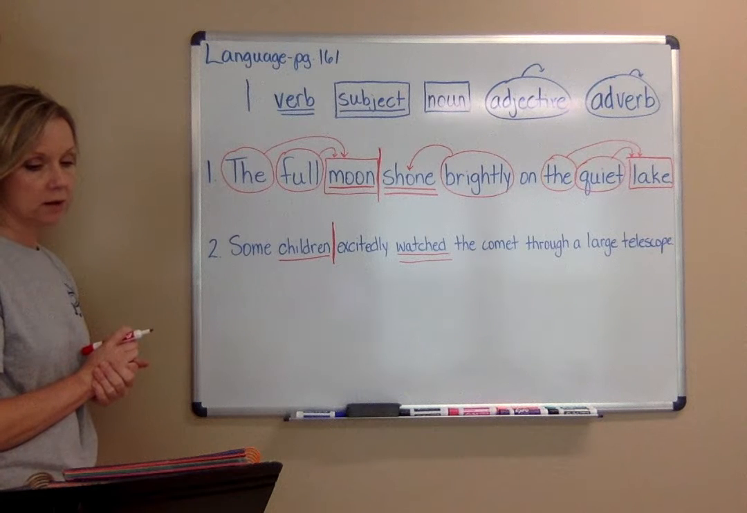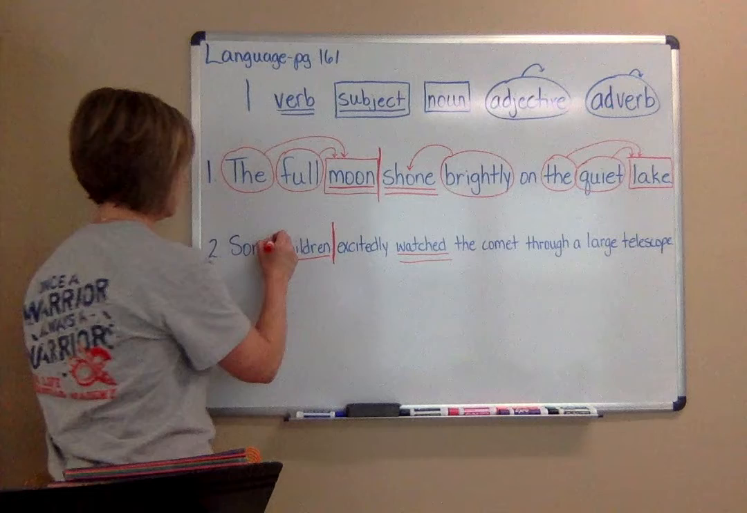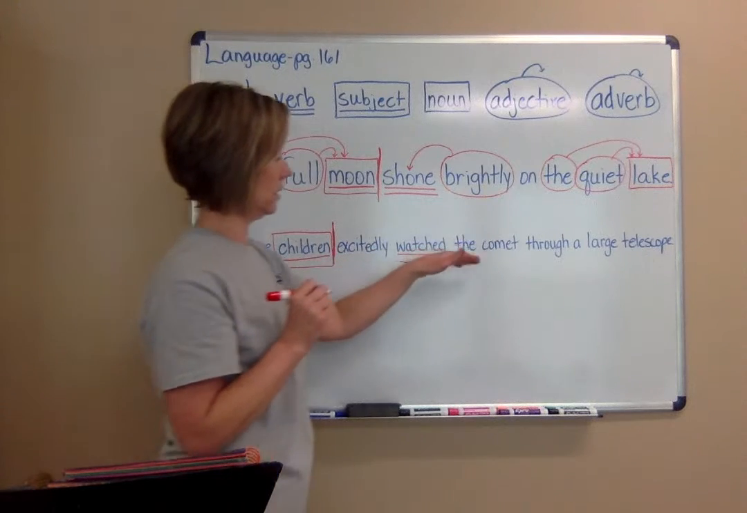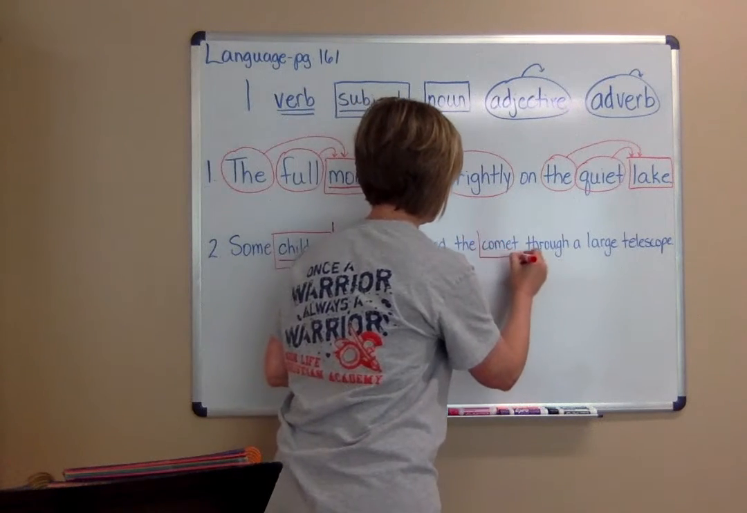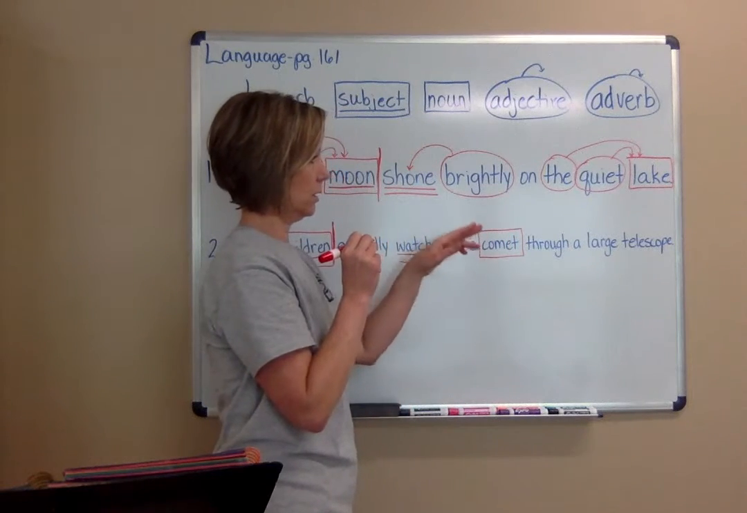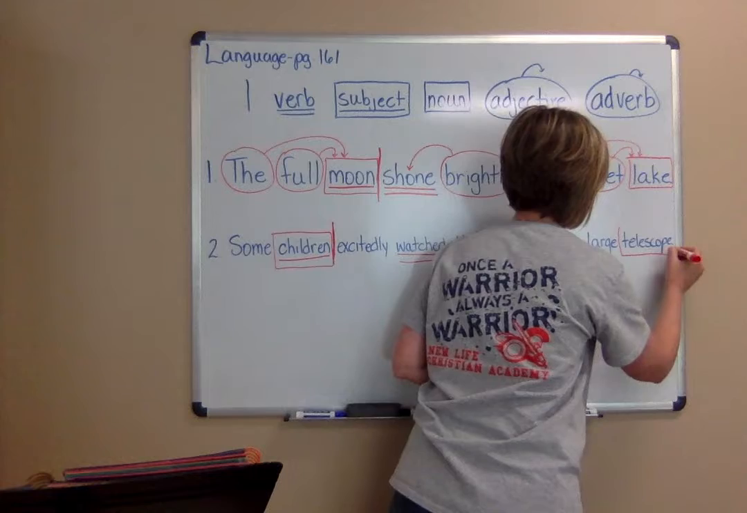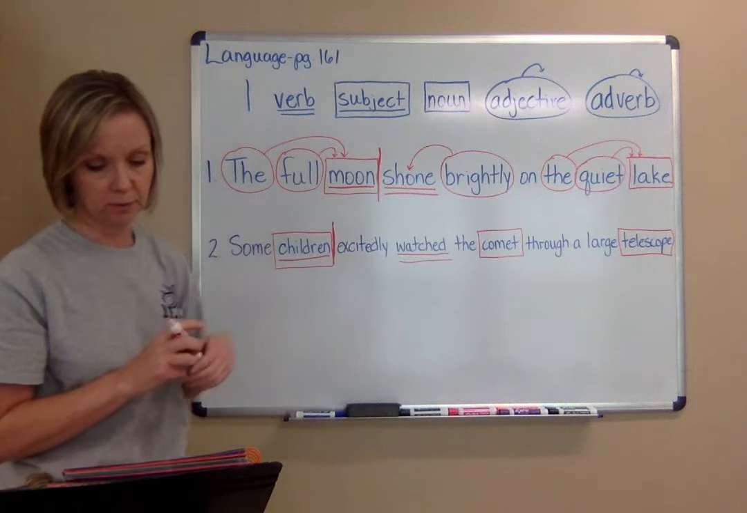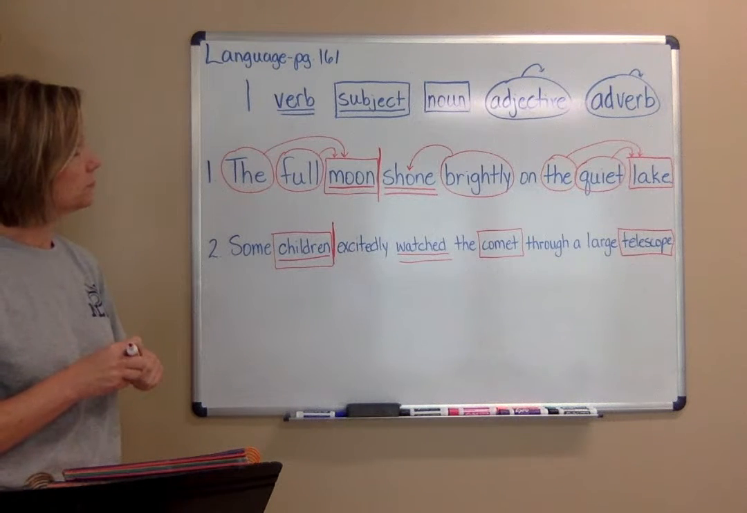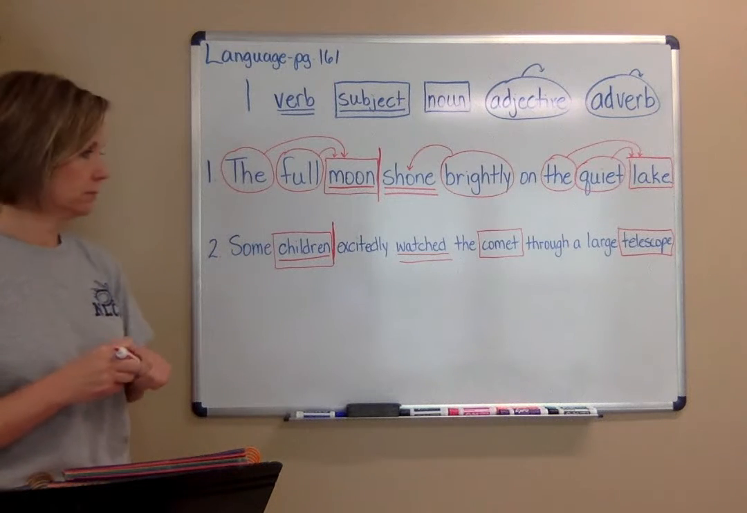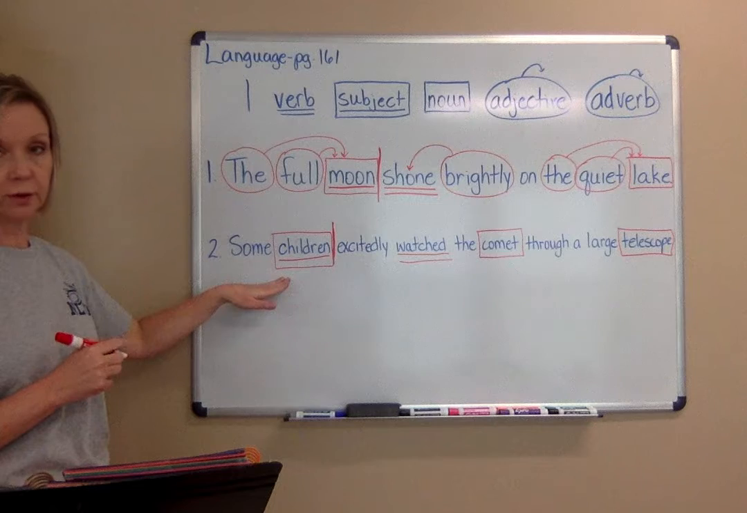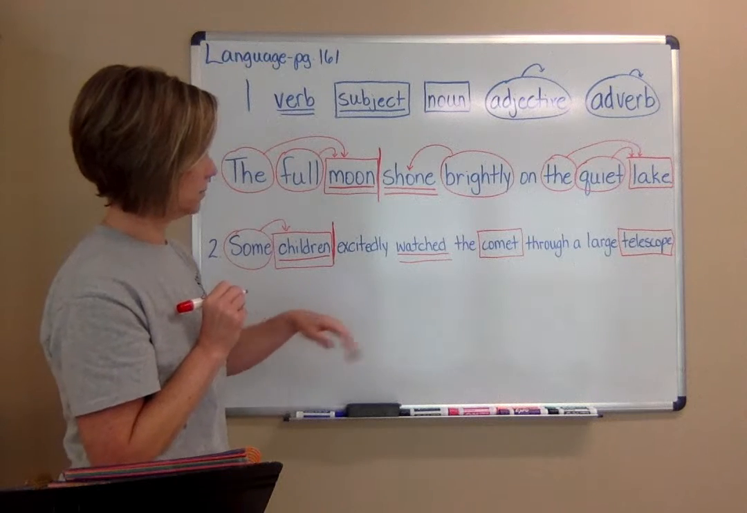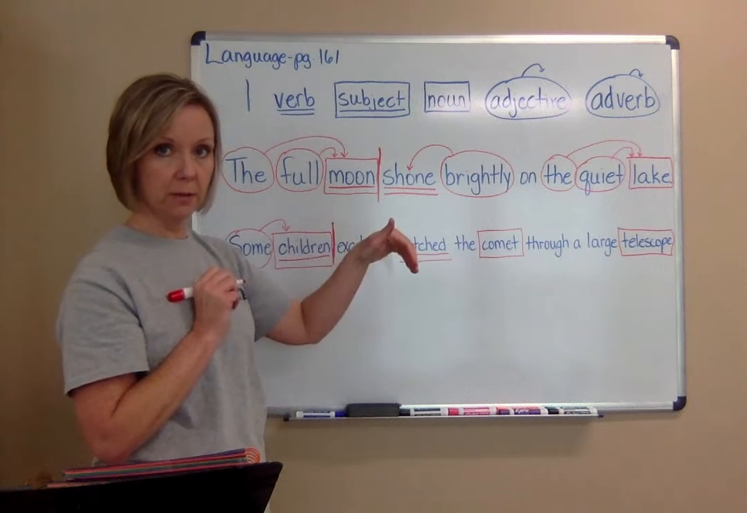Now we need to go and box all the nouns. So children is a noun. Excitedly watched. The comet is a noun. Telescope is a noun. That's right. So your nouns are children, comet, and telescope. So now let's go back and pick out our adjectives. Okay, does some describe children? Yes. Tells you how many. Some. Comet. Does the describe comet? Yes, it does.